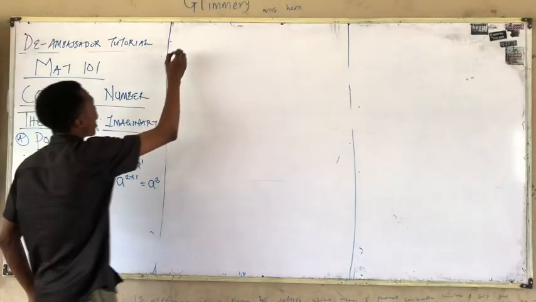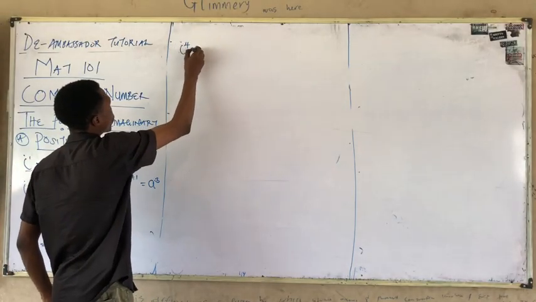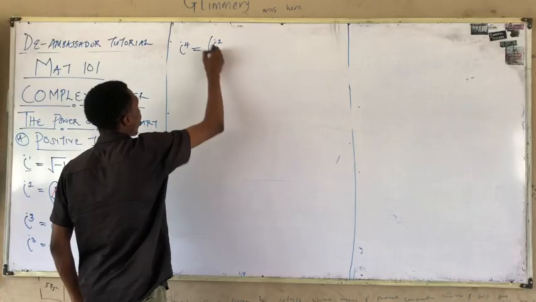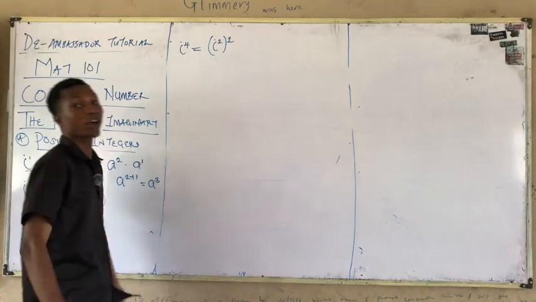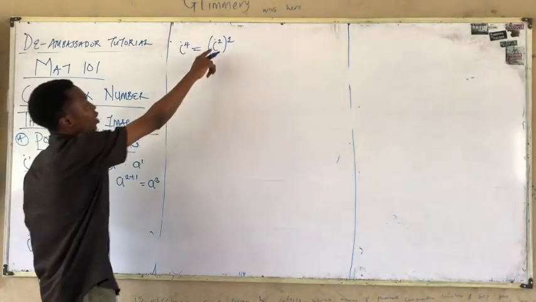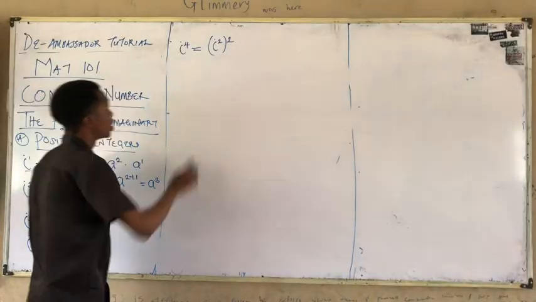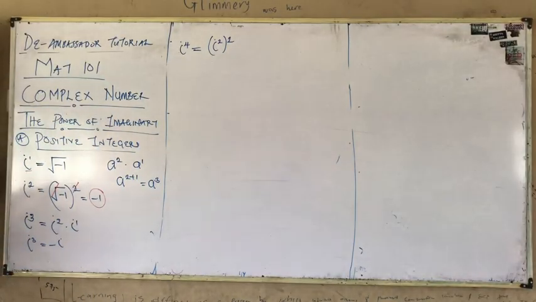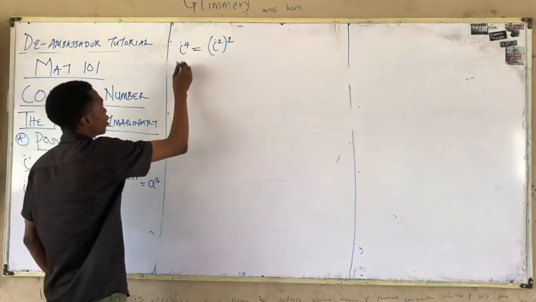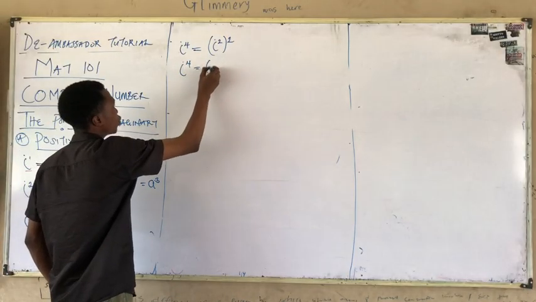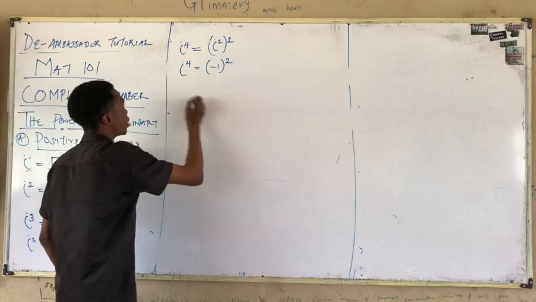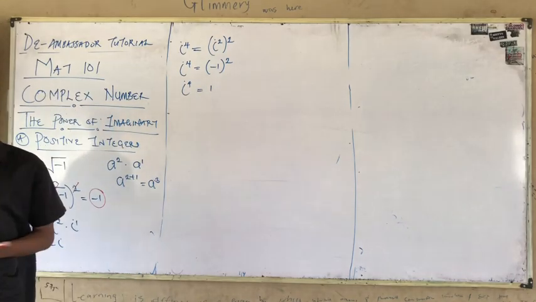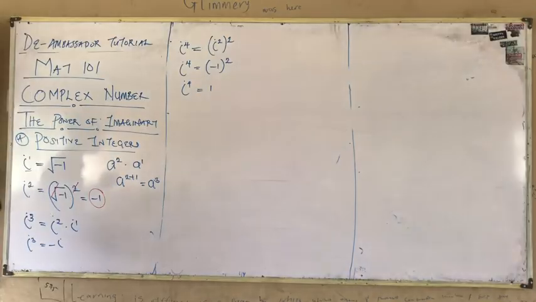What if I have my i in the power of 4? How can I write it? I can say i squared all squared, isn't it? If you remember, 2 times 2 is what? And remember that my i squared is what? Minus 1. So when I put here, that makes i in the power of 4 equal to minus 1 all squared. That will be what? 1. Is that clear? Can I come again?